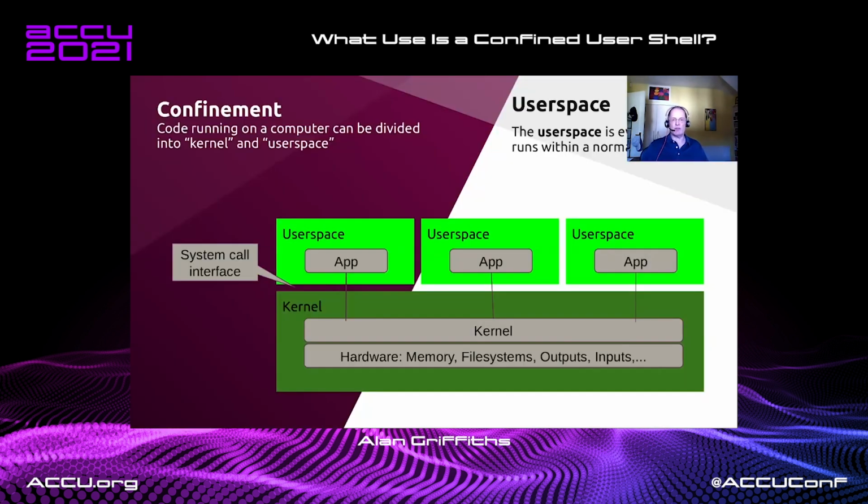So, a picture of how confinement works. The system on a computer can be divided into the kernel and user space. Like a lot of abstractions in our business, it's not entirely true, but it's good enough for current purposes. So the user space is everything that actually happens directly within the program. It's the program you're running, it's the libraries it uses, but it can't interact with anything without going to the kernel. It needs access to the kernel to allocate memory, to access the hardware, to access file systems, and to communicate with other processes. And in doing that, it goes through a system call interface.